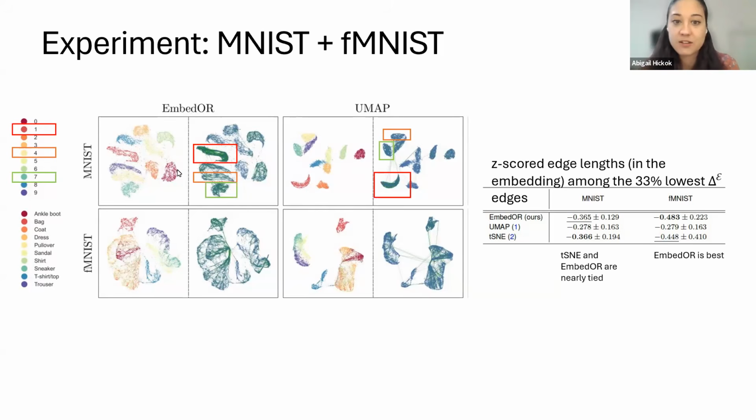And we can see this quantitatively as well. So here we're looking at the edge lengths in the embedding of the low EmbedOR metric edges. So points connected by a low EmbedOR metric edge should have low distance in the embedding. Here we find that EmbedOR does a lot better than UMAP, and is about tied with TSNE for MNIST, and for fashion MNIST, EmbedOR does a lot better.